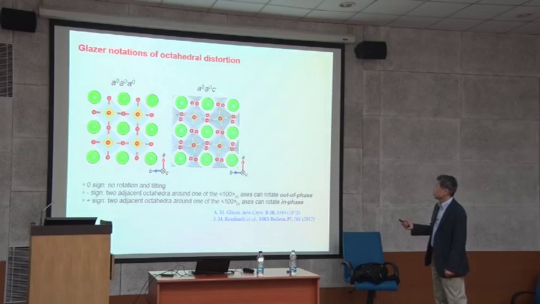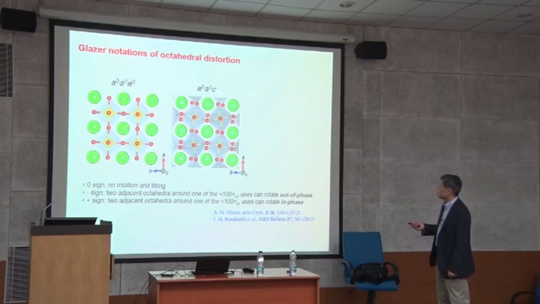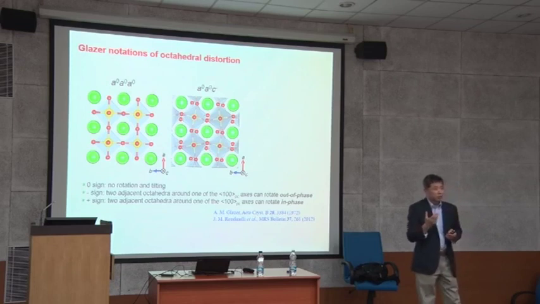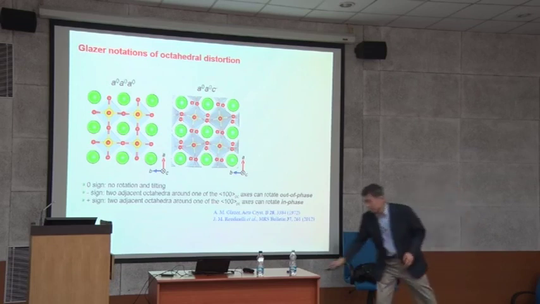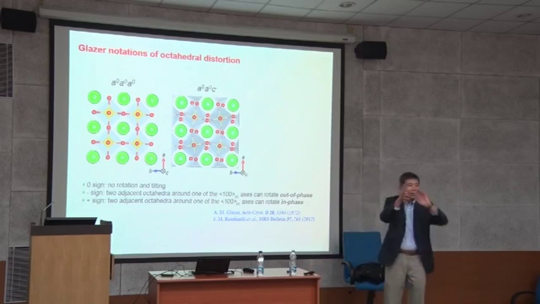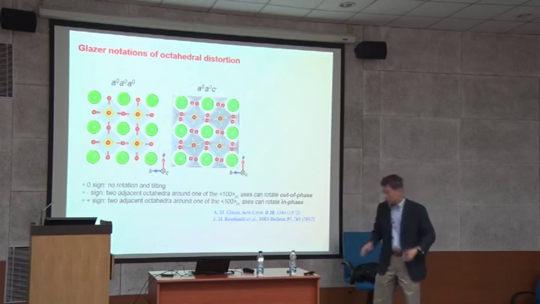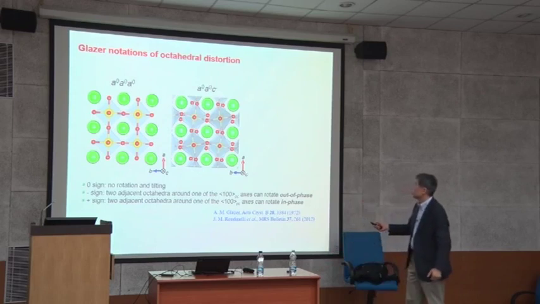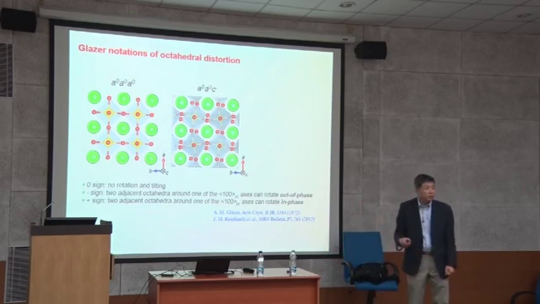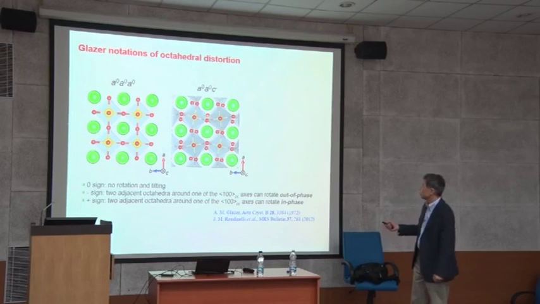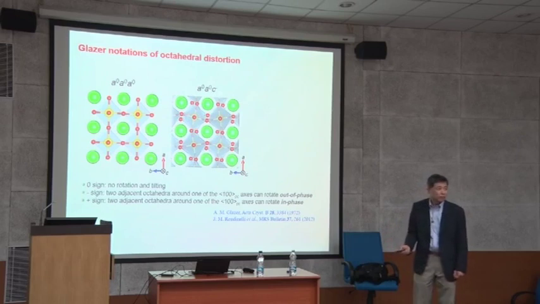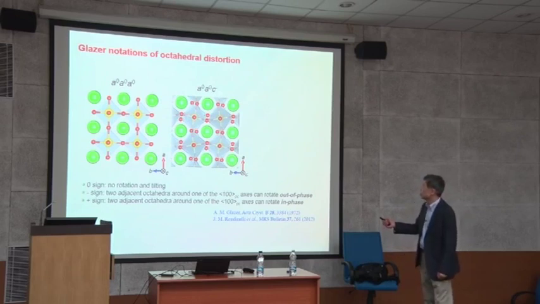But this minus means something else. Minus, you see that? This is the C direction. Along the C direction, this octahedron and the next one are called out of phase. Out of phase means one is rotating this way and the other goes in the other direction. So you see these two are out of phase. Can you see that? So this octahedron and the next one below are out of phase. That's why it's called minus notation.